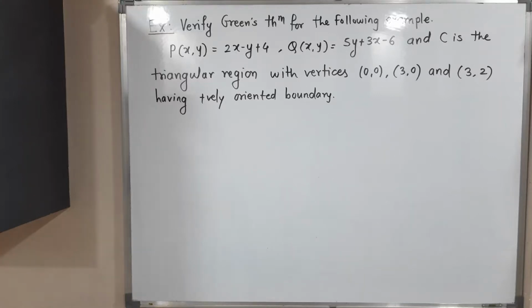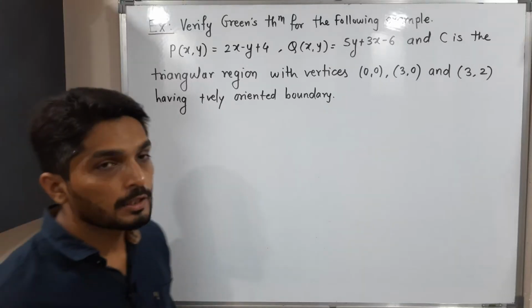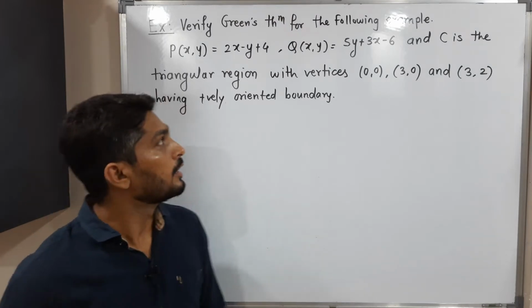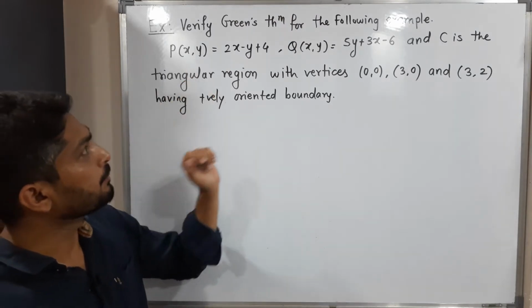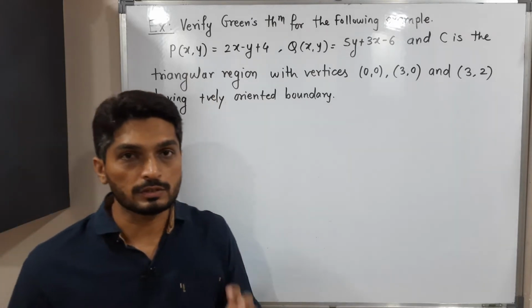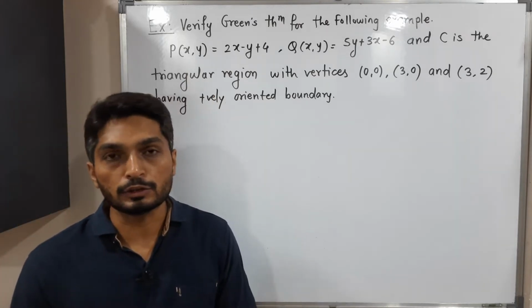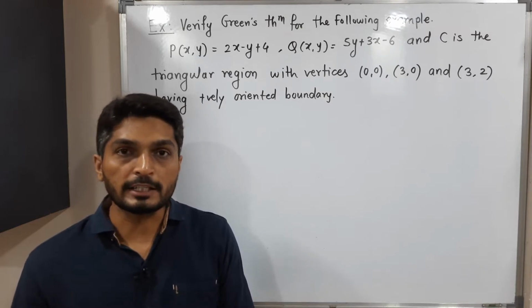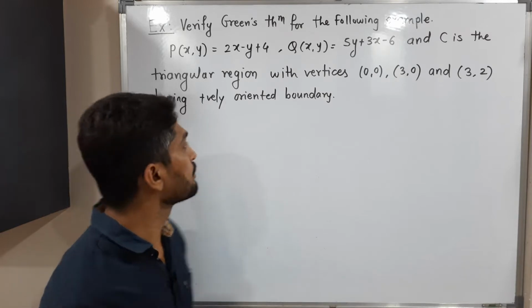Hi everyone, let us discuss this example. So in this example, we have to verify Green's theorem. They have given a function P, Q and a curve C. C is a triangular region we have and we have to verify Green's theorem. So let me write a statement of Green's theorem first.